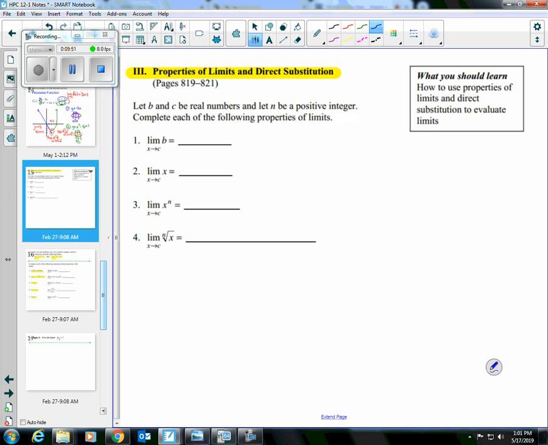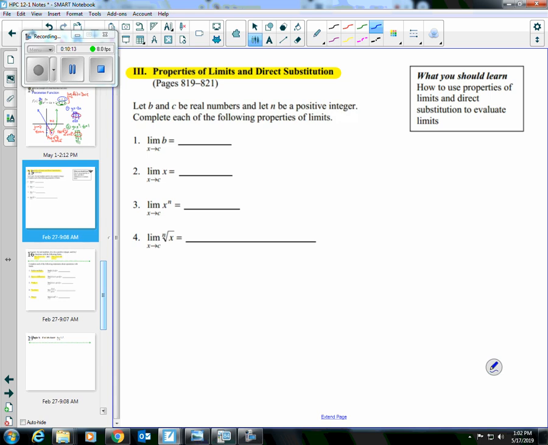C is just a real number. It's the number that you're approaching. So these are what we call just direct limits. And B is the number that they're going to use to represent just if it's a constant, so they have a value in there. And N is a positive integer. They're using that for exponents, so we always have positive integer exponents. So let's talk through each of these properties and see if this makes sense to you.